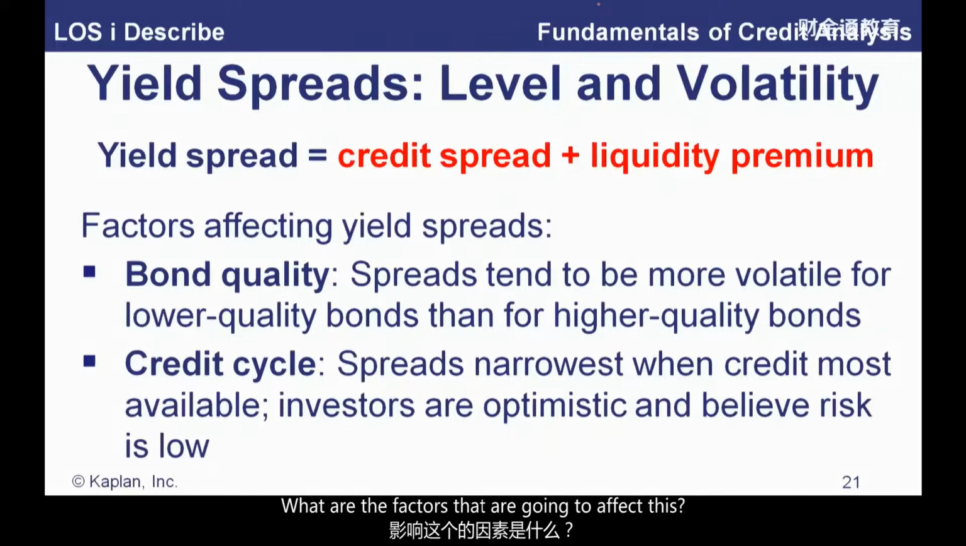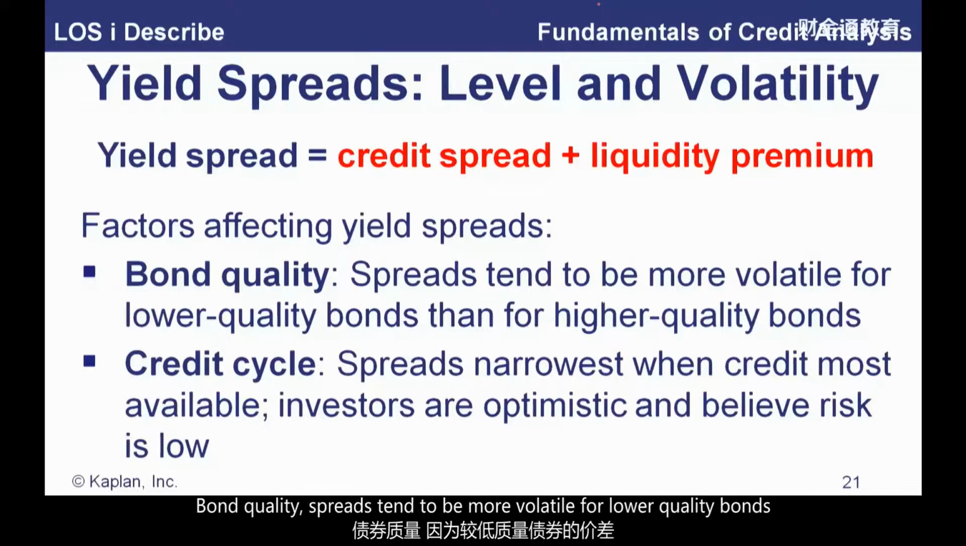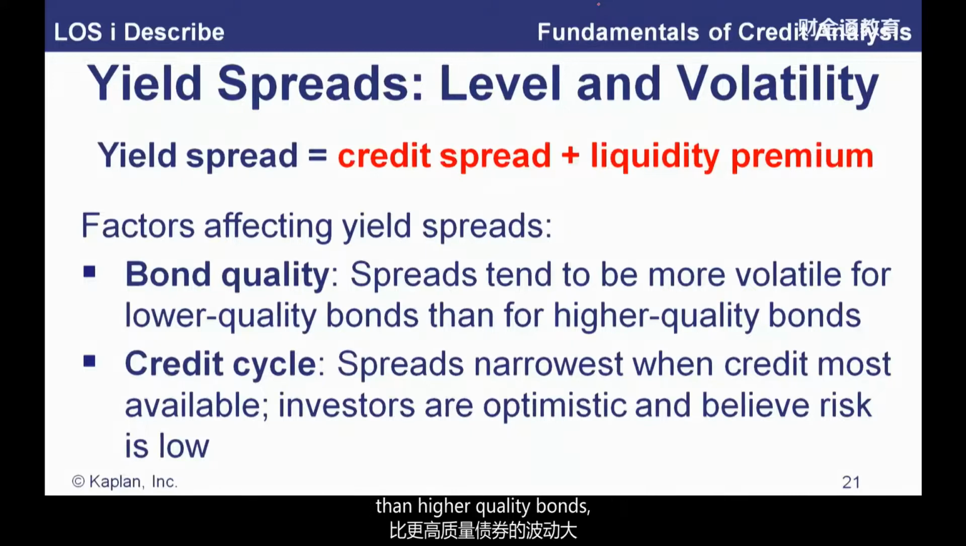And what are the factors that are going to affect these? Well, the bond quality. Spreads tend to be more volatile for lower quality bonds than for higher quality bonds. That shouldn't be too hard to remember. Lower quality bond, more uncertainty, more volatility and bouncing around of the credit spreads, the spread to the risk-free securities or risk-free yield curve, depending on how it's measured. And where are we in the credit cycle? Spreads narrow when credit is most available.